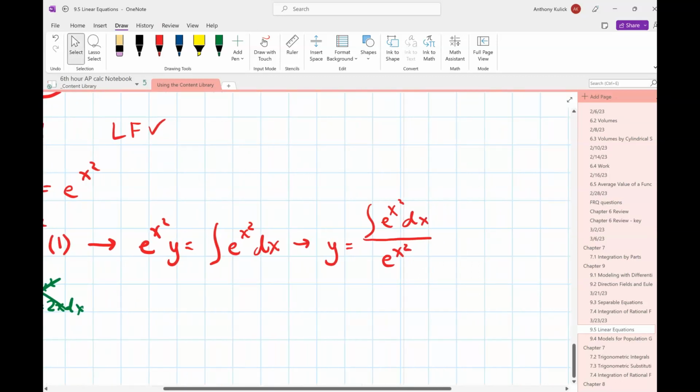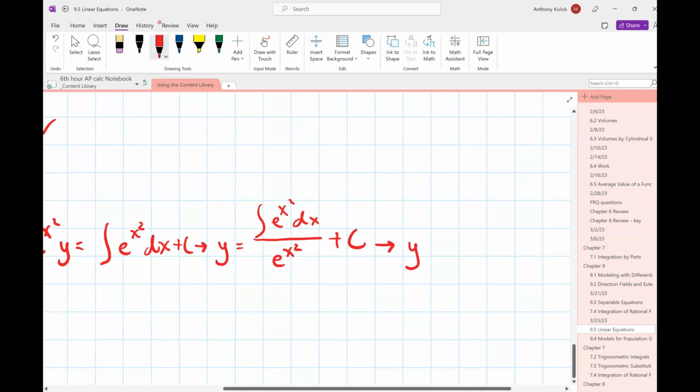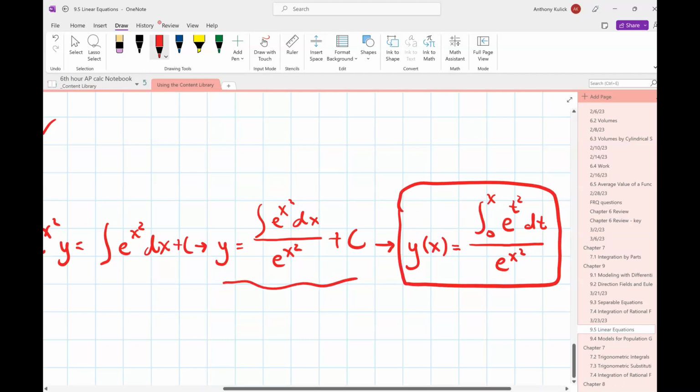And now this answer is plus c. Probably should have put one there too. Now this answer's okay. I would prefer, though, to write this using the fundamental theorem of calculus to say this is the integral from 0 to x of e to the t squared dt over e to the x squared. So it's really a function of x. But I would bet that this answer would be, oops.